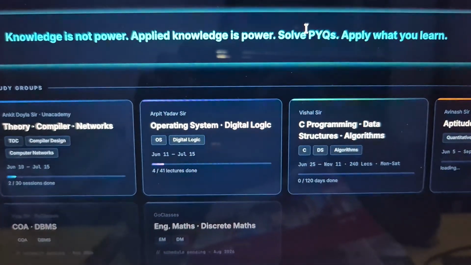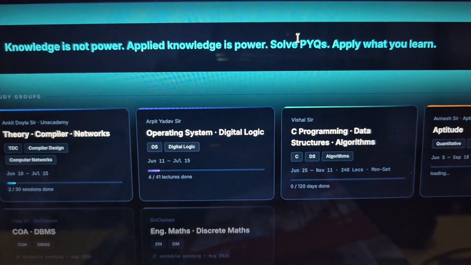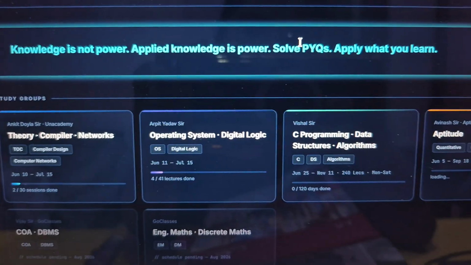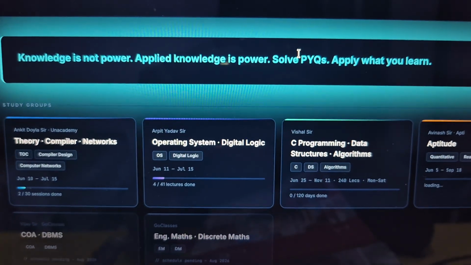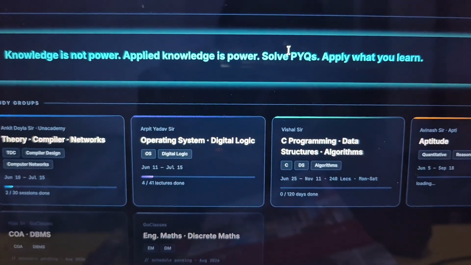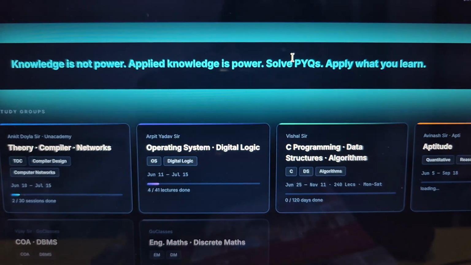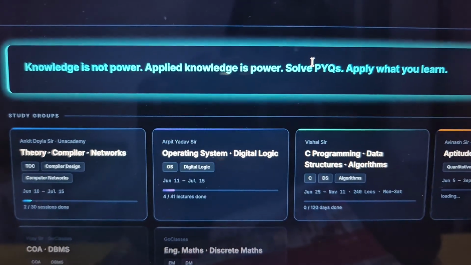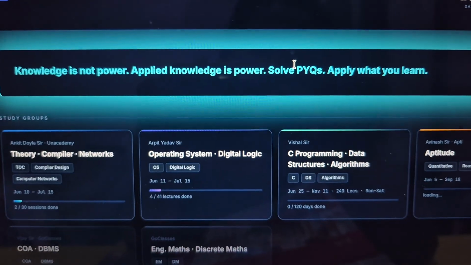So you can see the quote, it is saying to apply on PYQs because application of knowledge has to be there. We are collecting the knowledge, then we have to apply it on PYQs also. So yeah, that was my day today.